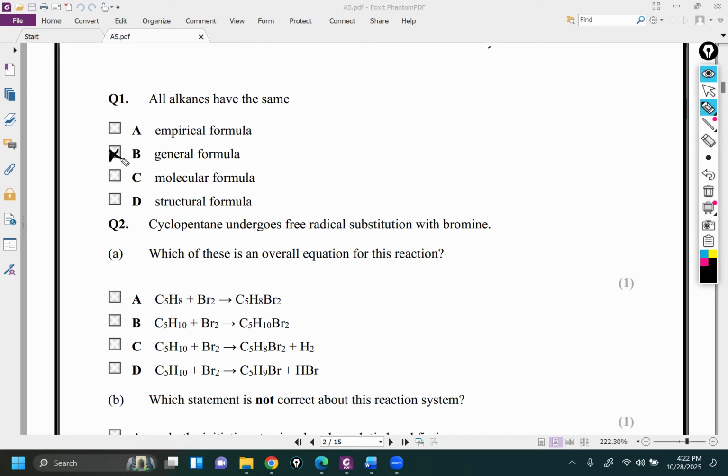Question 2. Cyclopentane undergoes free radical substitution with bromine. Which of these is an overall equation for this reaction? For this question, you must know that cyclopentane and pentene have the same molecular formula, that is C5H10. When it reacts with bromine, one hydrogen will be replaced by bromine, so we will get C5H9Br plus HBr. So if you compare our answer, the correct option is option D.